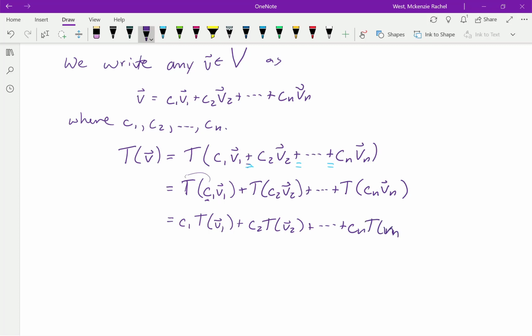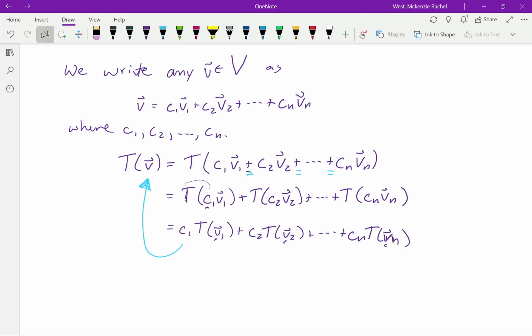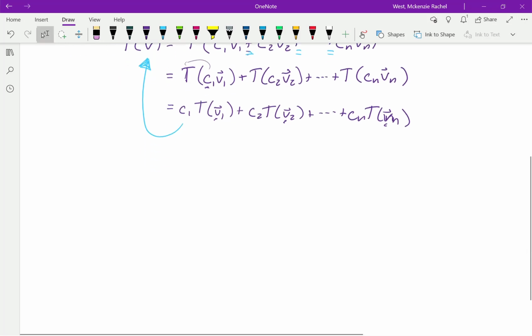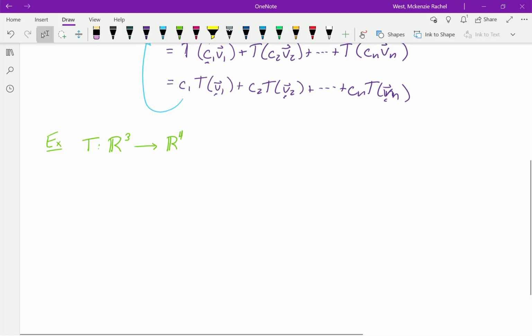So again, if we know what happens to each of these v sub 1 through v sub n, we know exactly what happens to v, because we just have to take our linear combination the same way with the c's. So let's go ahead and take this to an example so we can see a little more precisely what's going on. Let's look at the example where T is a transformation from, let's say, three-dimensional space to two-dimensional space. No, let's bump it up. Let's go to 4. This will be fun.